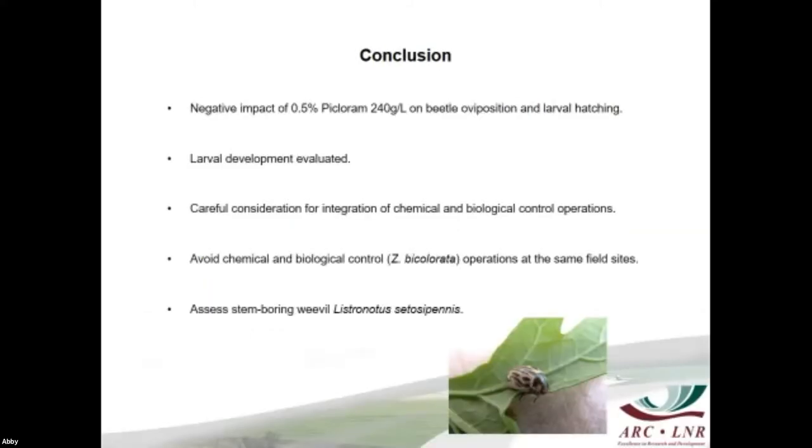Exposure of Zygogramma bicolorata adults to plants that were sprayed with 0.5% perchlorem had a negative impact on the beetle oviposition and larval hatching. Because of time restrictions, I couldn't present results on larval development, but I evaluated larval development by exposing first instar larvae of Zygogramma bicolorata on plants that were sprayed with 0.5% perchlorem, and there was no difference in development between larvae exposed on sprayed plants and unsprayed plants.